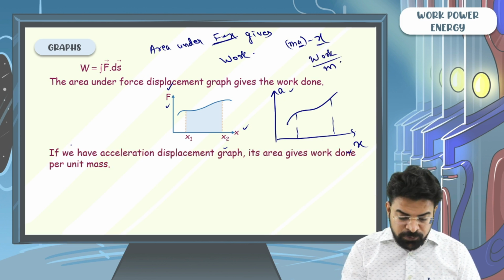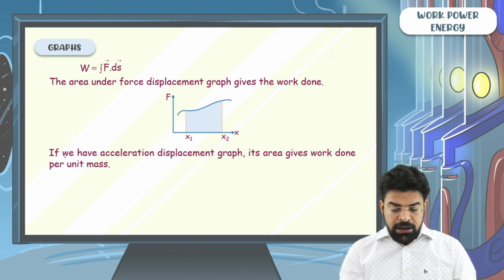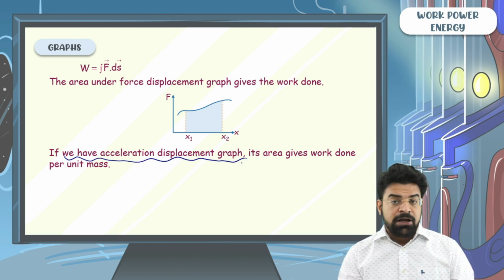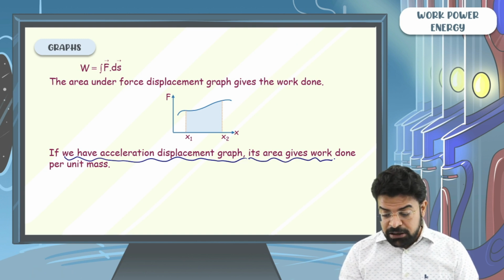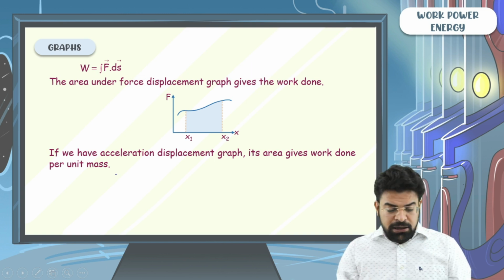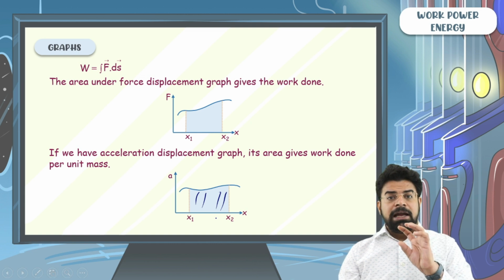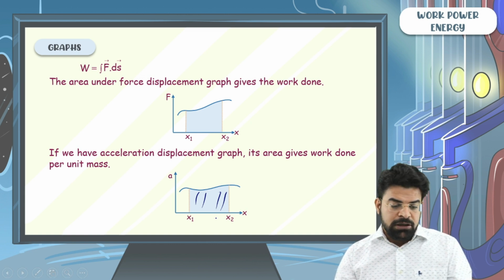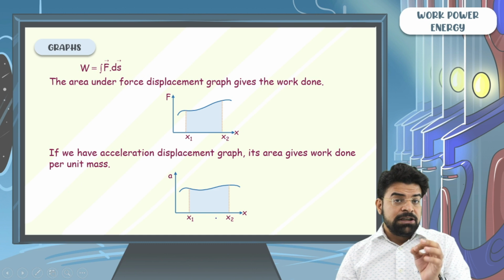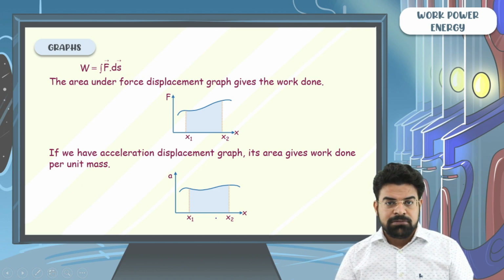So remember this: if we have an acceleration displacement graph, its area gives us work done per unit mass. So find the area under the acceleration displacement graph, multiply it with mass, and you will get the work done. Let's continue.